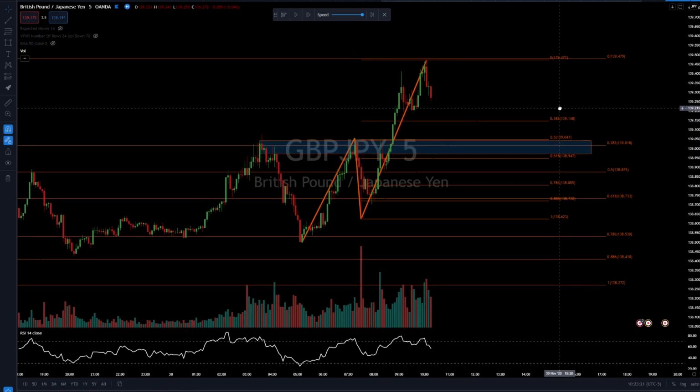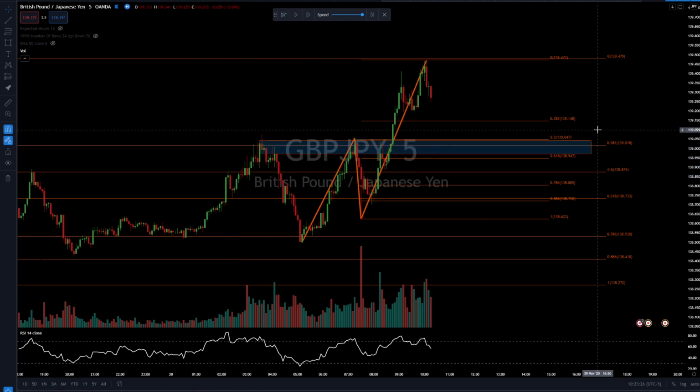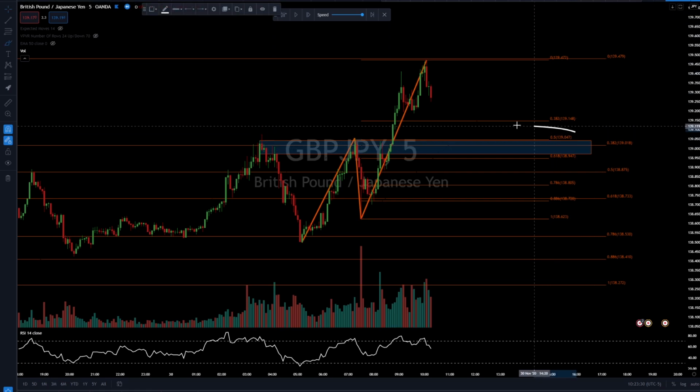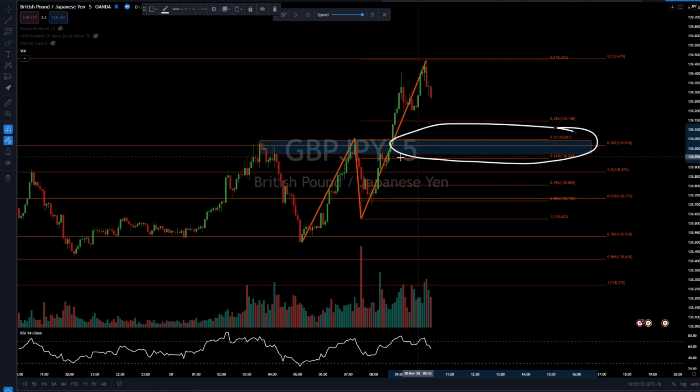But then we have Fibonacci support, right? We have structural support and then we have Fibonacci support. Well, where do we see the most convergence of Fibonacci levels? It's actually going to be right in here within this blue box.